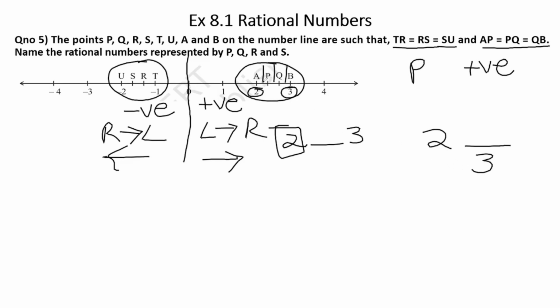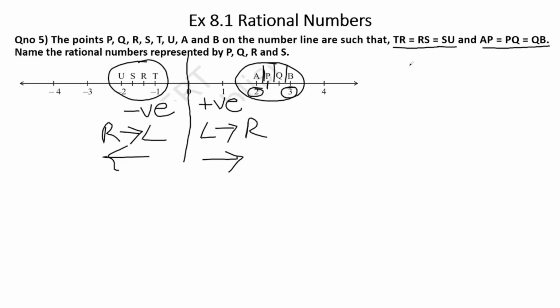So this is the first part. P is at the end of the first part. So write 1 in the numerator. So 2, 1 by 3 can be written as 2 into 3 plus 1. This is nothing but 2 into 3 is 6, 6 plus 1 is 7, 7 by 3. P is nothing but 7 by 3. So this is the answer for P.